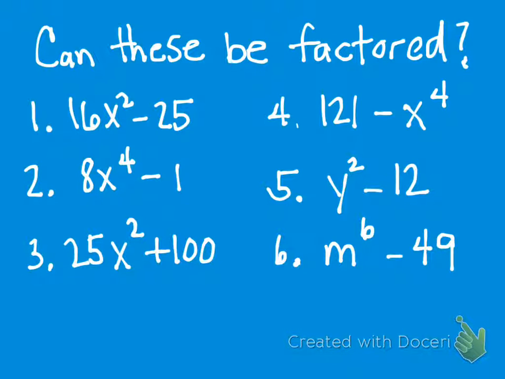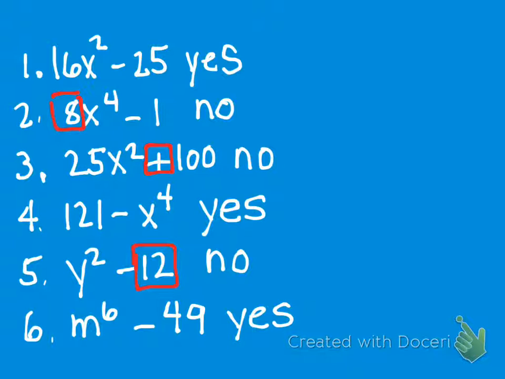Look at these and decide whether or not they are the difference of two perfect squares. Pause here and write your answers down. The first one, 16x to the second, is a perfect square. There's a minus sign in the middle, and 25 is also a perfect square, so the answer is yes.